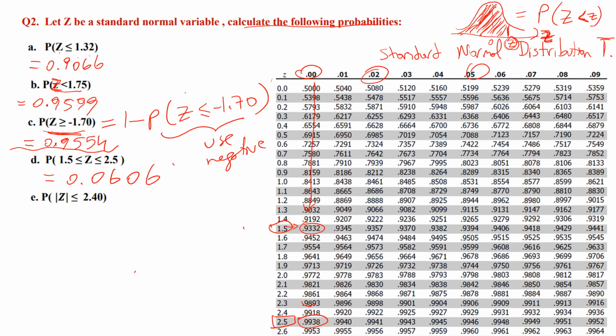Now let's look at the last one. Now the absolute value first. The absolute value of z less than or equal to 2.4 means, from basic algebra, z less than 2.4 and z bigger than negative 2.4. So z has to be between these two numbers. So we know how to do it.